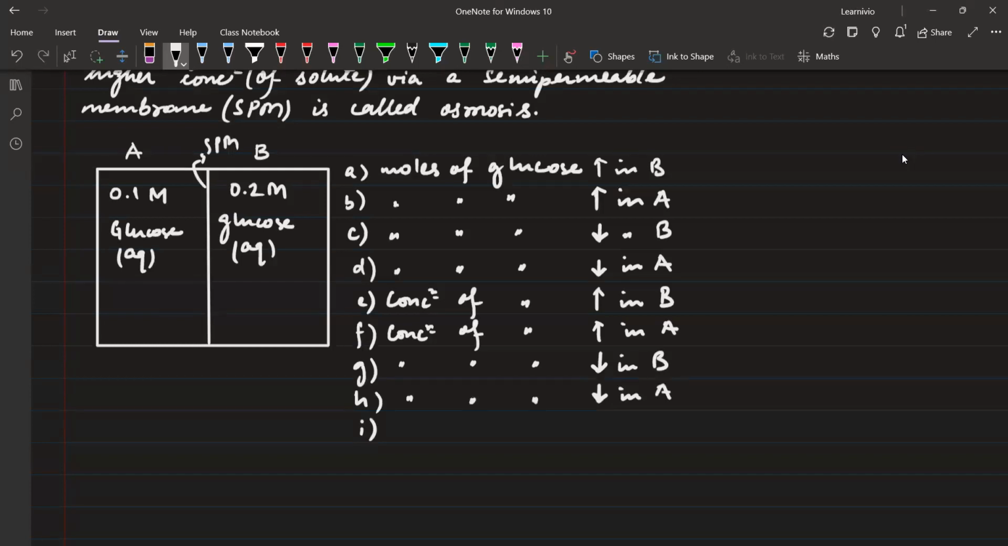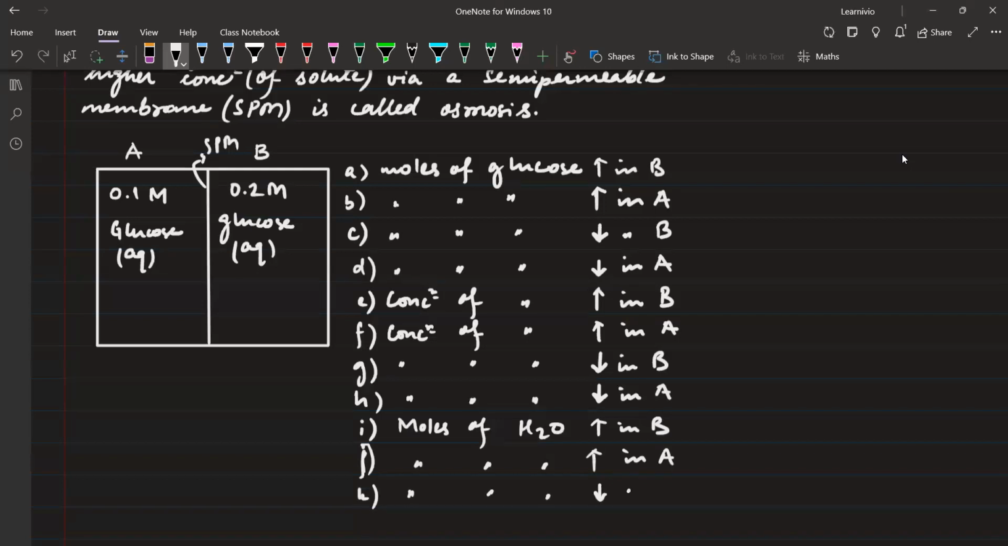I point you will write moles of H2O increases in B. Moles of H2O increases in A. K. Moles of H2O decreases in B. L. Moles of H2O decreases in B.